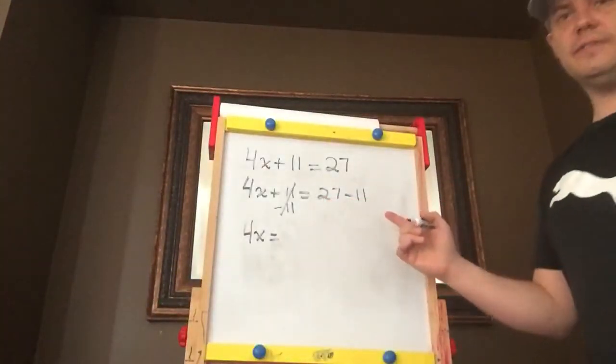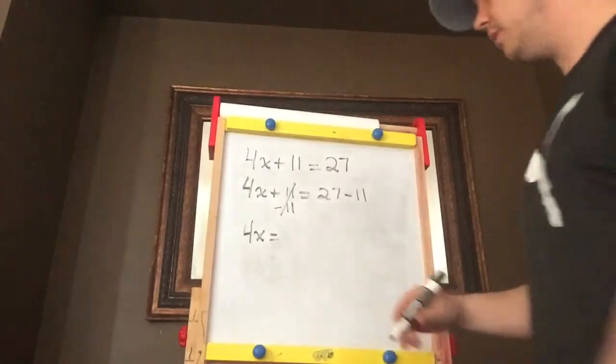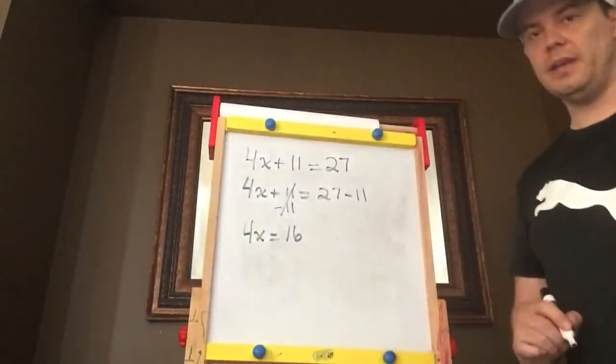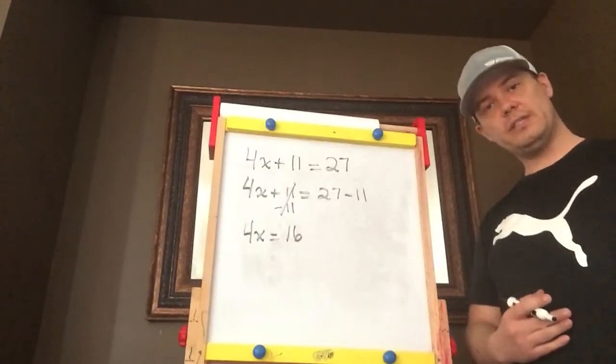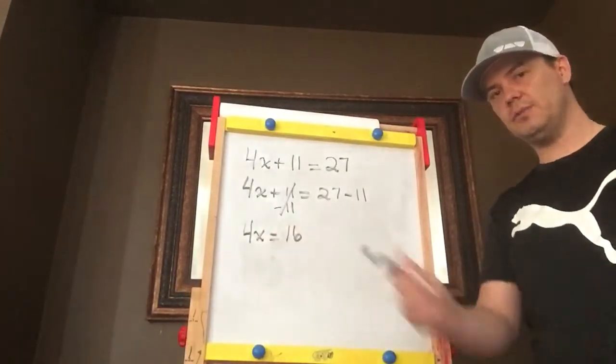27 subtract 11. Okay, 27 subtract 10 would be 17, so it's only one lower than that. That would be 16. Okay, now you're left with what is now a one-step equation because you've taken care of the first step already. We're left with 4x equals 16.